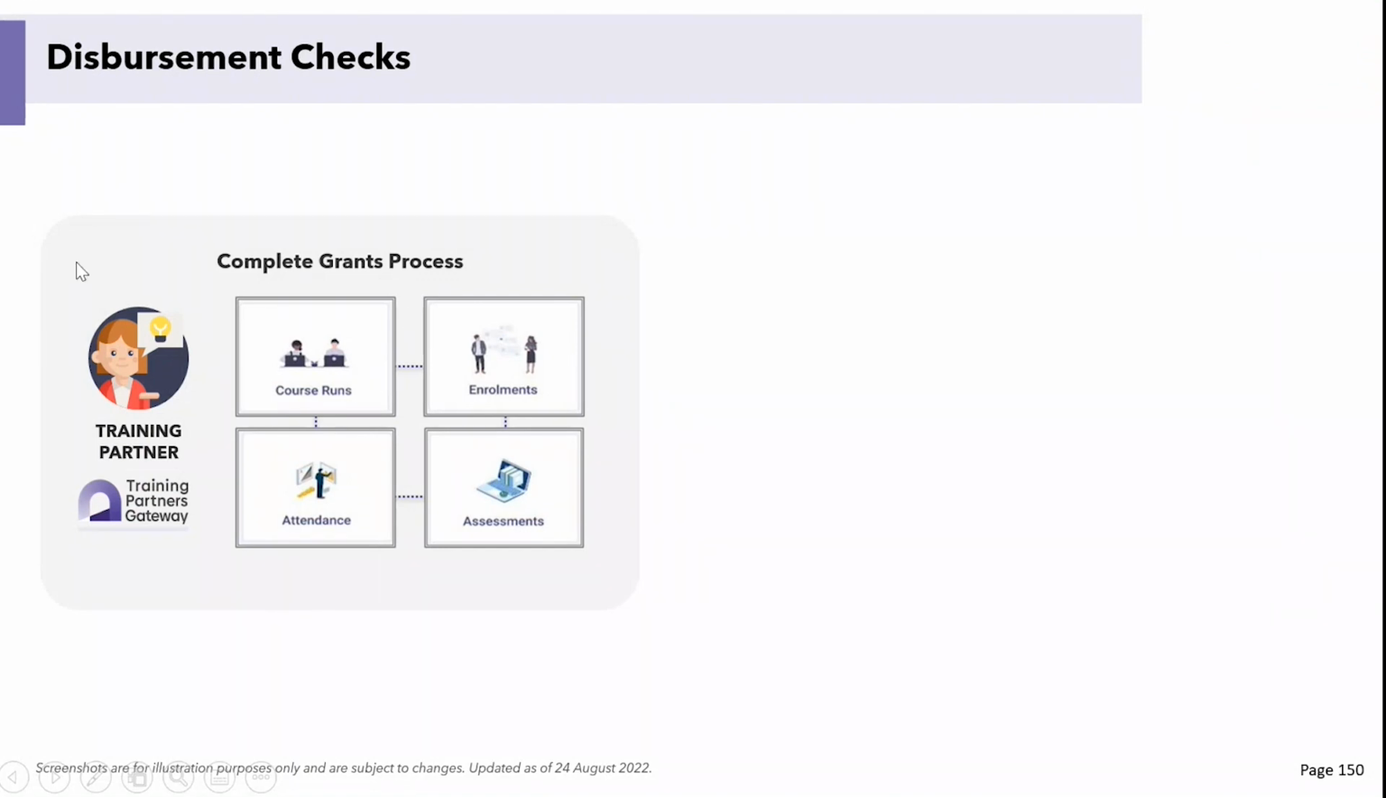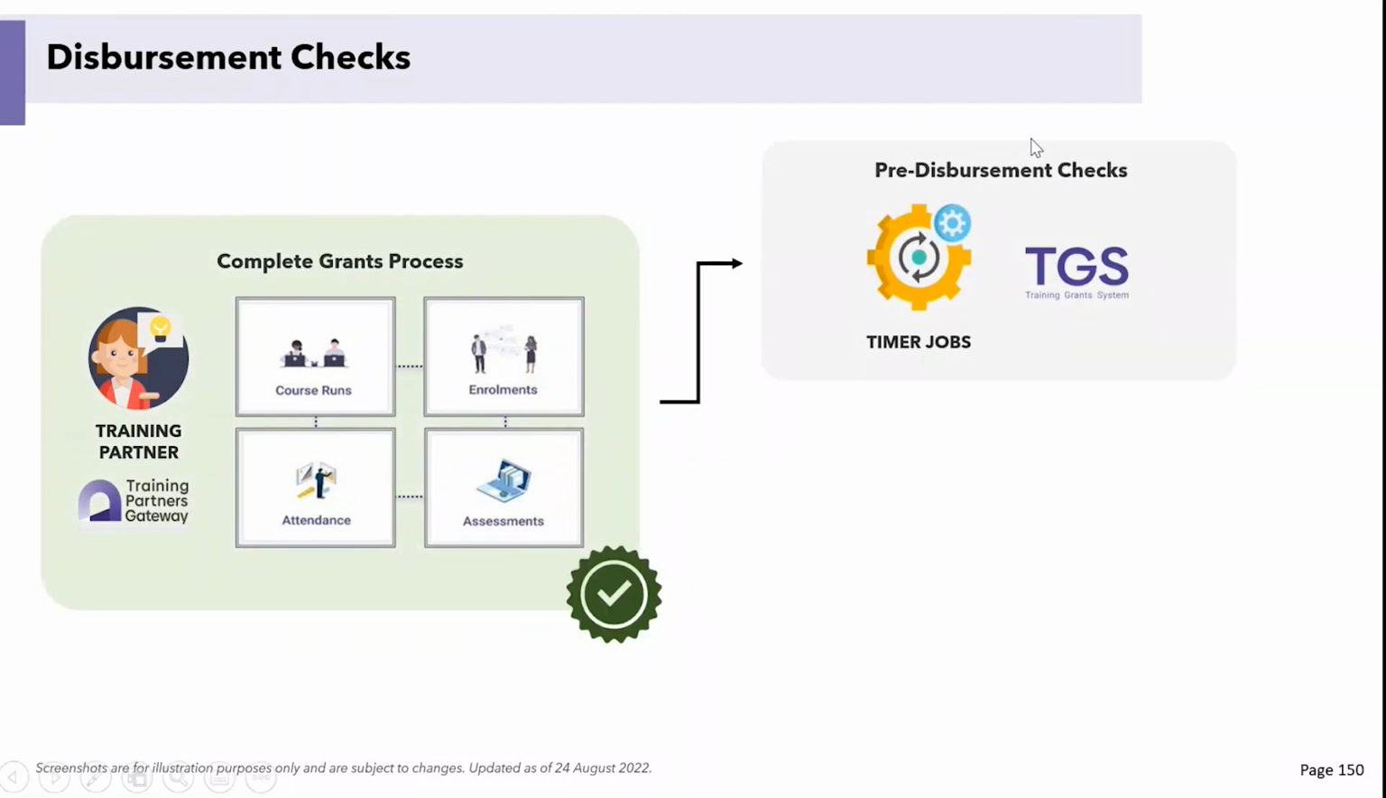So with what we just covered earlier on for course runs, enrollments, attendance, and assessments, this would mean that the training provider would have completed the grant process. Okay, and what will happen is there will then be a pre-disbursement check that is done automatically by the system.